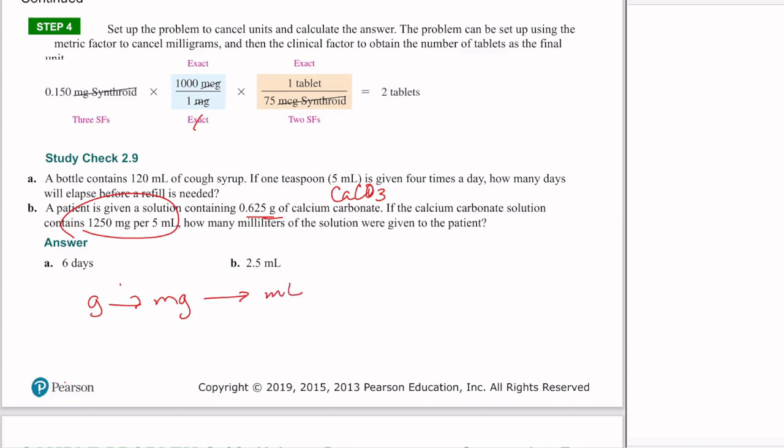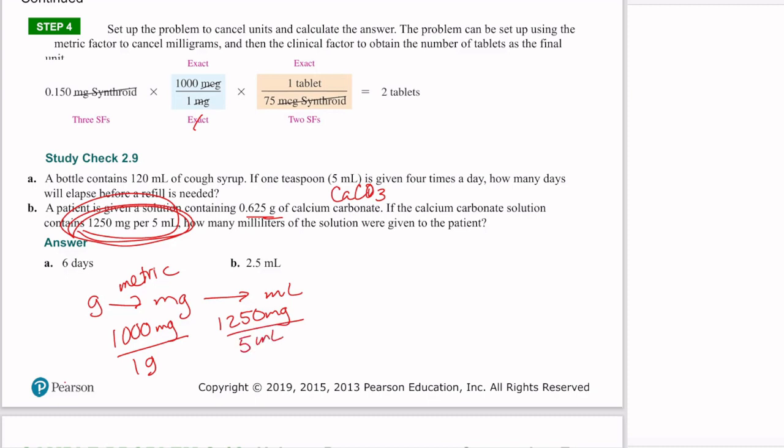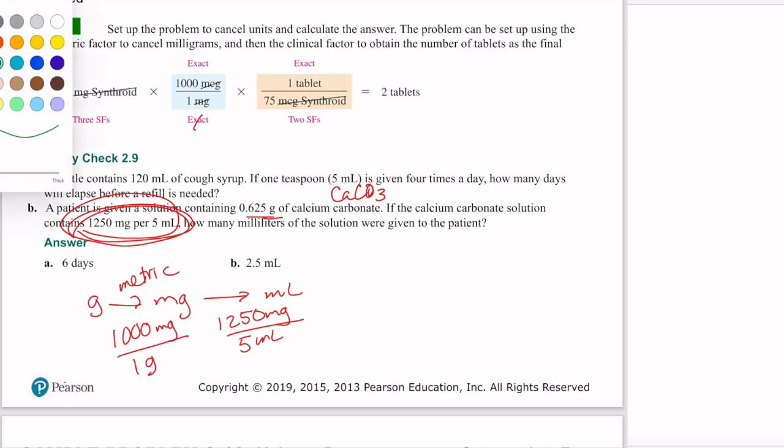We'll use a metric conversion to convert grams to milligrams because we know that 1,000 milligrams is 1 gram. And we'll use our given conversion factor here to convert milligrams to milliliters. We know in this case that 1,250 milligrams is in every 5 milliliters of solution. So let's go ahead and get started with this problem.